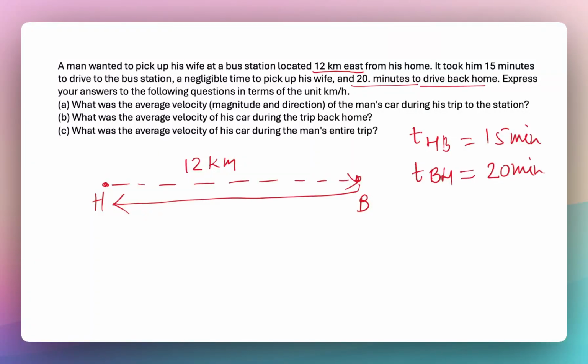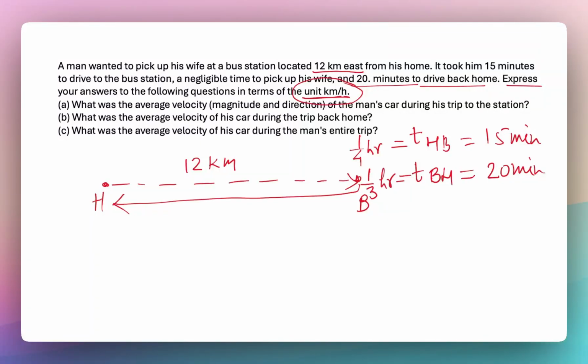So as we are reading the question, we are trying to visualize that through a small little diagram so that we can understand things in that context easily. Now it says, express your answers in the following question in terms of unit kilometer per hour. Okay, so it is asking for kilometer per hour. Our time is in minutes, so it will be wise to convert this into kilometers, hour. So 15 minutes is going to be 1 by 4 hours. Okay, and this one is going to be 1 by 3 hours. 20 minutes is 1 by 3 hours, and this 1 by 4 hours.